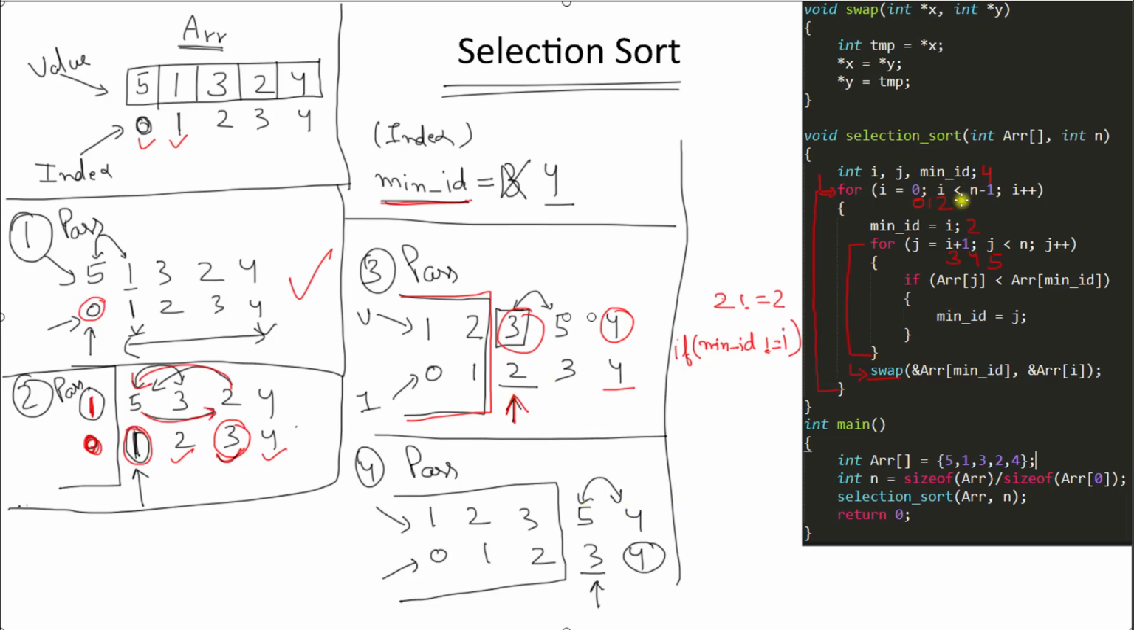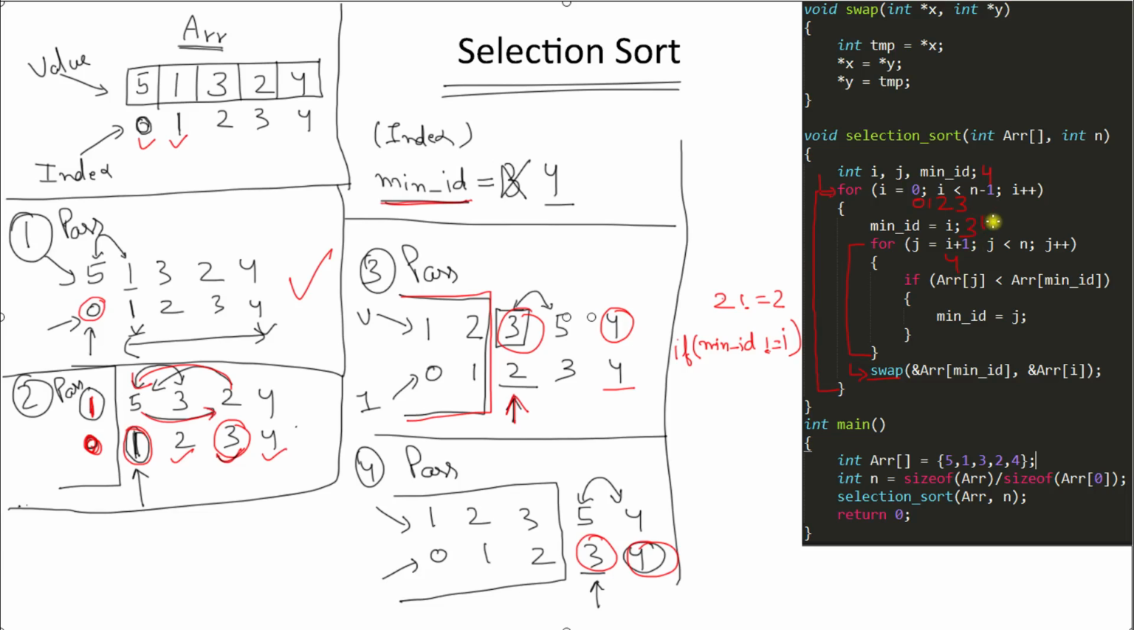And at the last you will have 3 for this i, and wait, let me clear this mess, and 3 will be here. This will become 4. 4 is less than 5? Yes, it is true. So is array of 4 less than array of 3? Let's check that. Is array of 3 greater than array of 4? Yes, it is true. So minimum ID will become j.